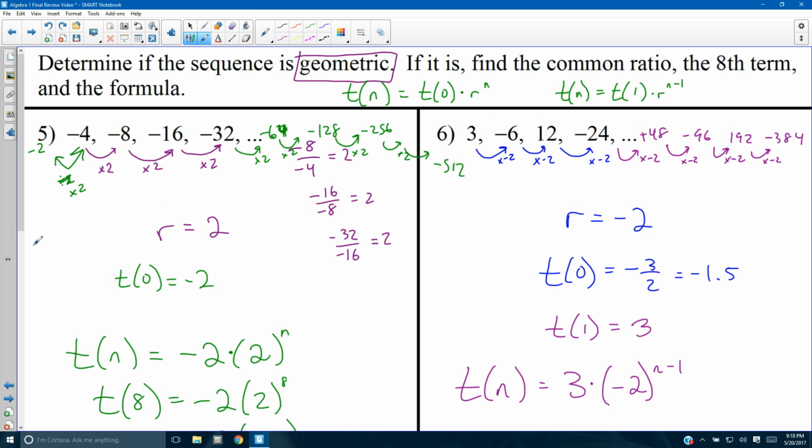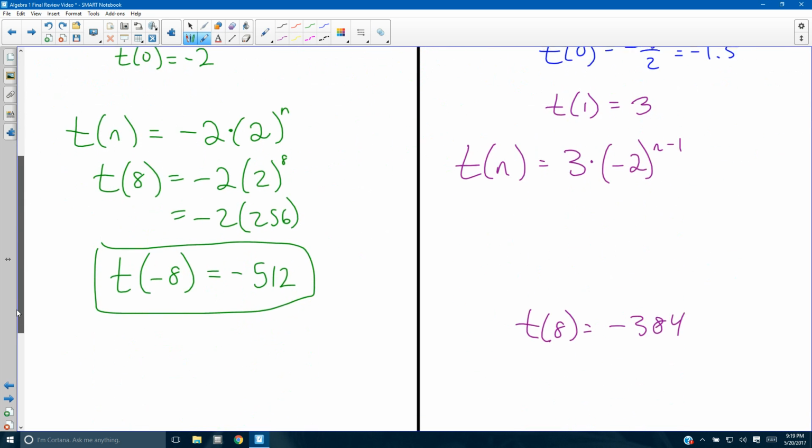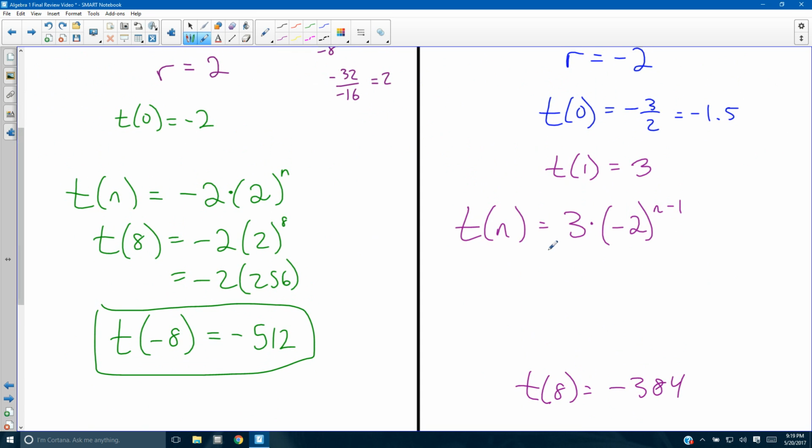So if I want to find the value of term 1000, I'm going to start from term 1 and multiply by negative 2 999 times. One time less than the term number itself. That's how this makes sense. Could I have started from negative 3 halves and multiplied by negative 2 8 times? Absolutely, and I could have written that equation as well. Some people just don't like dealing with fractions.